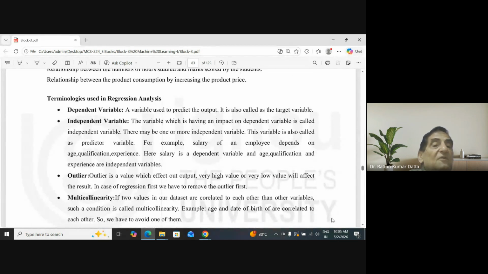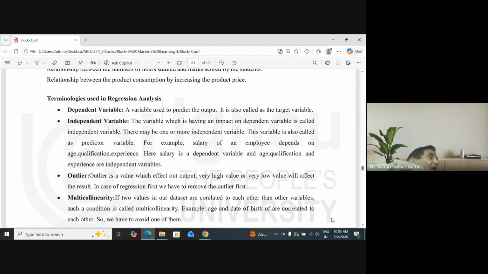Independent variable. For example, health of a person is a dependent variable, but what you eat, how you exercise, how you go about it are also independent variables. So outliers are values which affect the output. Very high values or very few values will affect the result. In case of regression, first we have to remove the outliers.